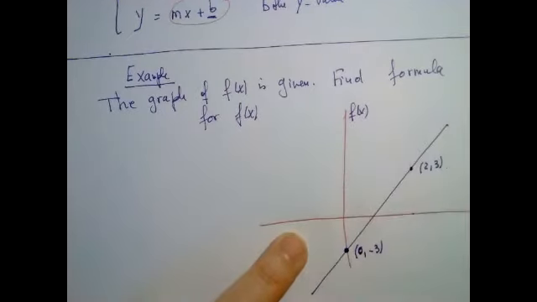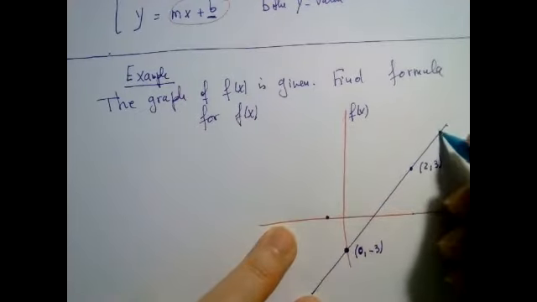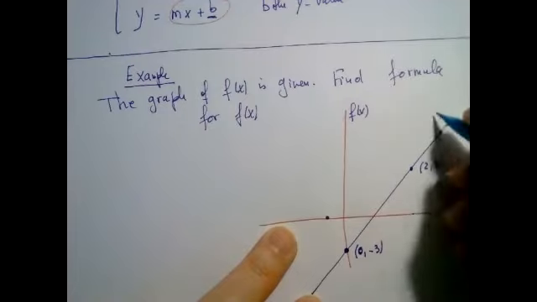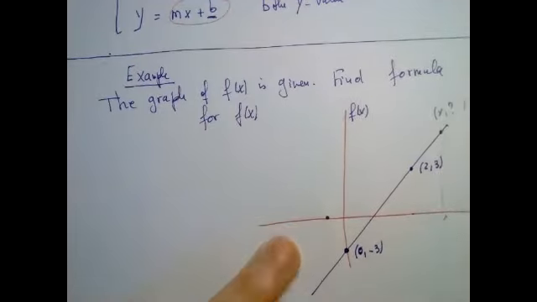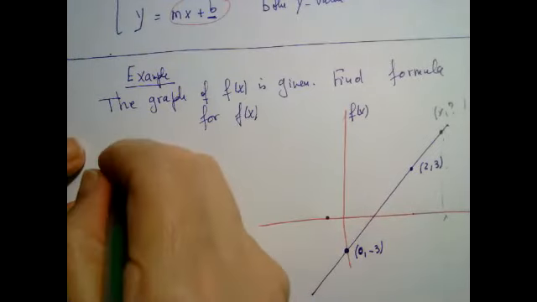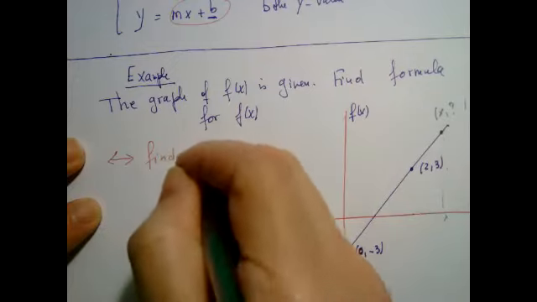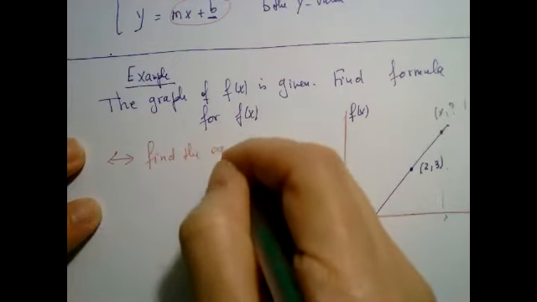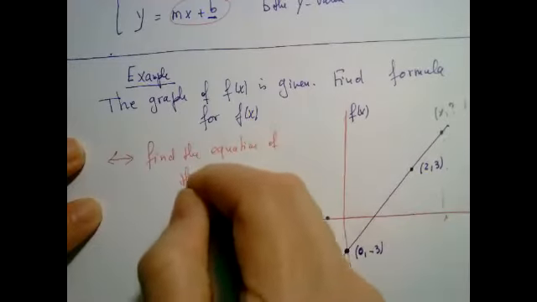Finding a formula means find the rule. If I know what x is, the rule should give me what f of x is. So this is basically the same thing. This is equivalent to us finding the equation of the line in this problem.